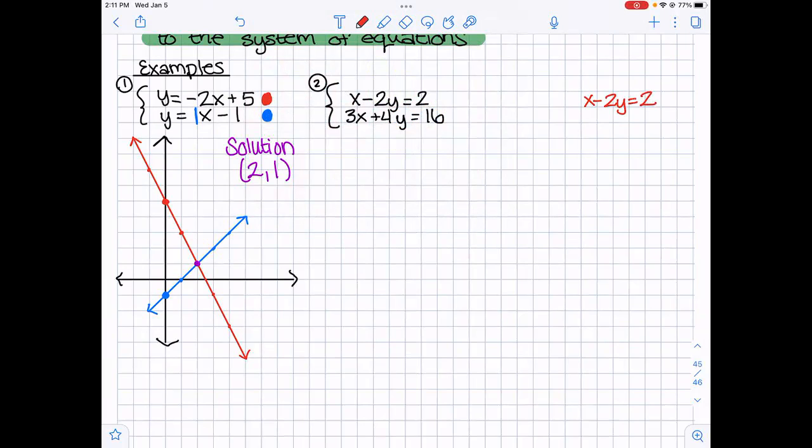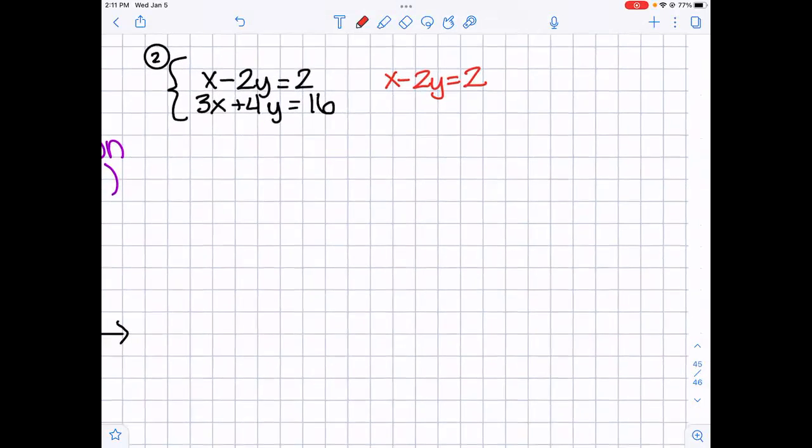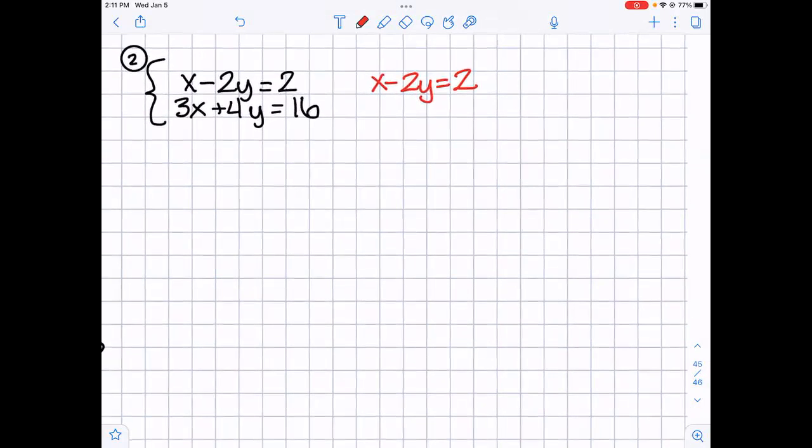Okay, so x minus 2y equals 2. We want this to be y equals. How do I rearrange this so that y is in the front? So it's just y by itself. You're going to have to divide, but before we get there, you have to move that x, right? How do I move the x? Is it a positive x or a negative x? Positive, so you have to subtract.